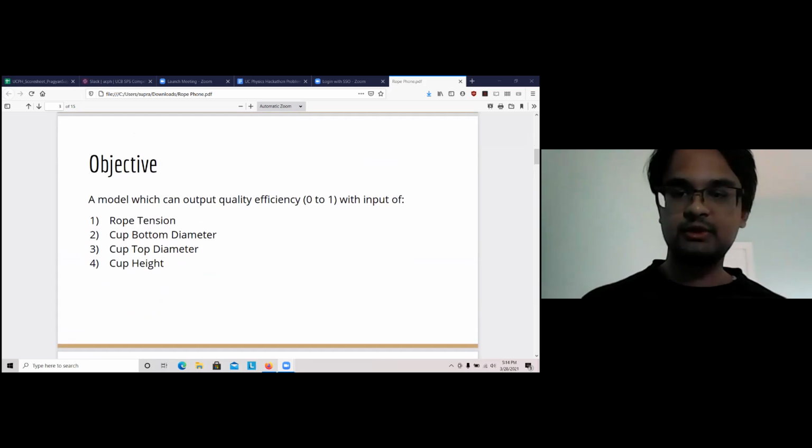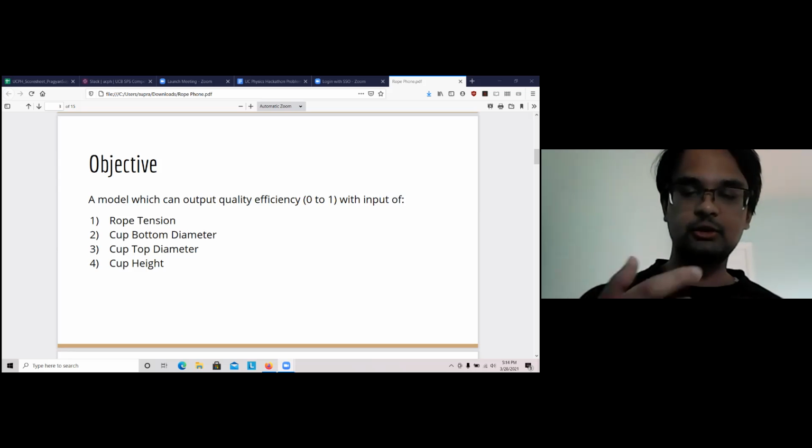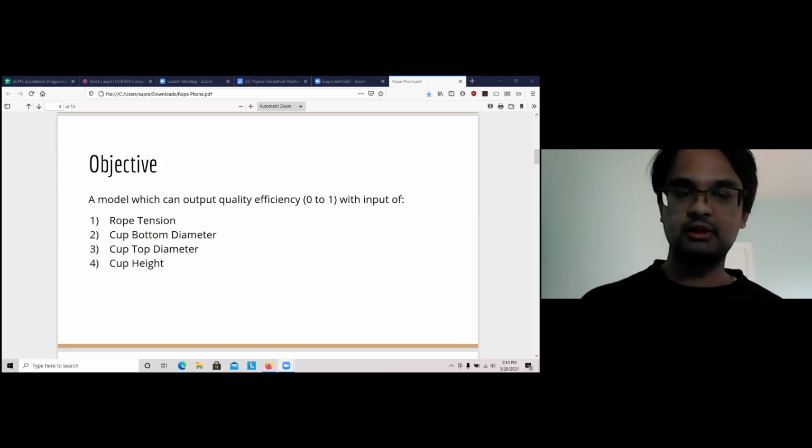So our objective was to find 4 different parameters that we could adjust. One was the rope tension, and the other 3 describe the shape of the cup. So we decided to go with the cup bottom diameter, the top of the cup diameter, and the cup height, because we felt that that accurately described a cone shape.